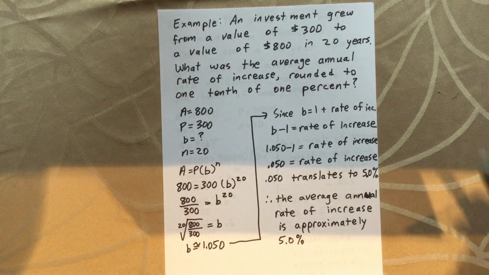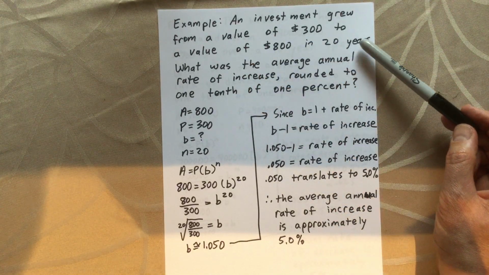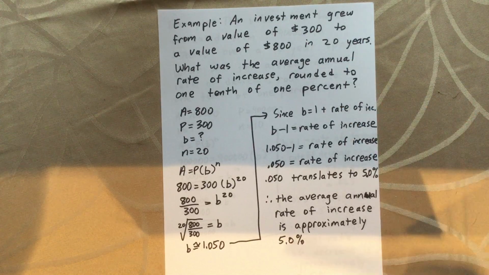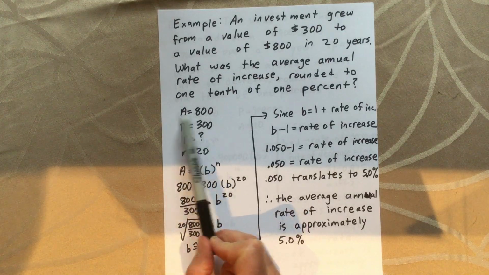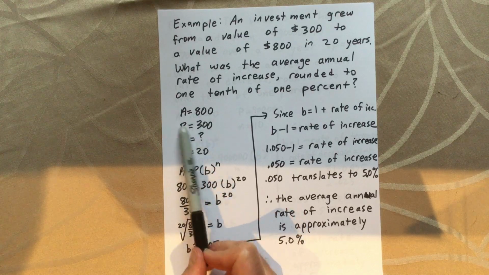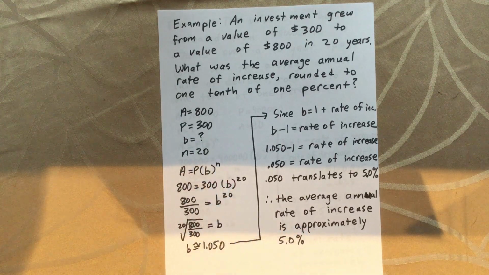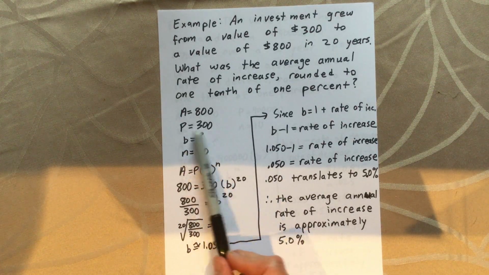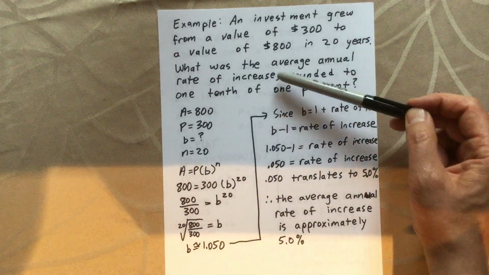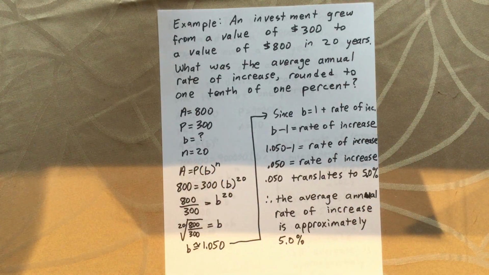So here's an example. An investment grew from a value of $300 to a value of $800 in 20 years. We want to know the average annual rate of increase rounded to 1/10 of 1%. Well, the A value after all of the increasing, that's 800. The P value before all of the increasing, that's 300. B is what's not known here. We don't know the average annual rate of increase, so we can't know what B equals. This is about annual rate of increase, and it takes place over the course of 20 years, so N is equal to 20.